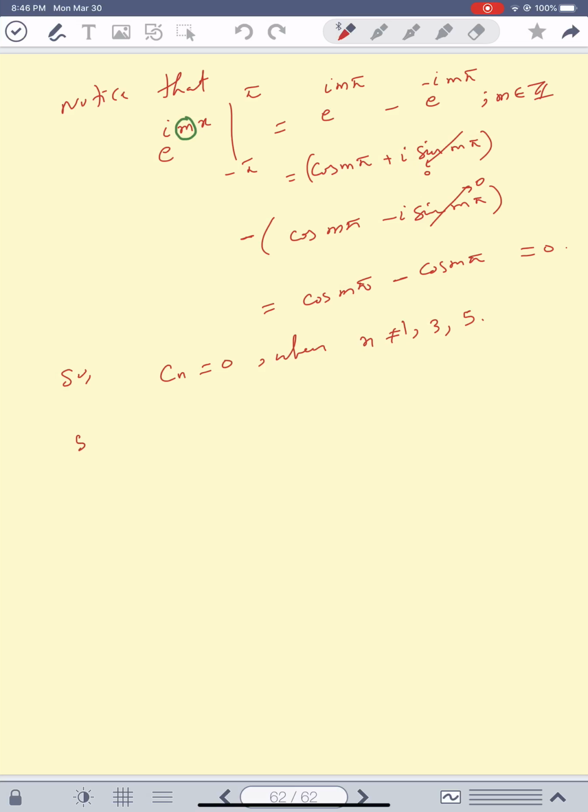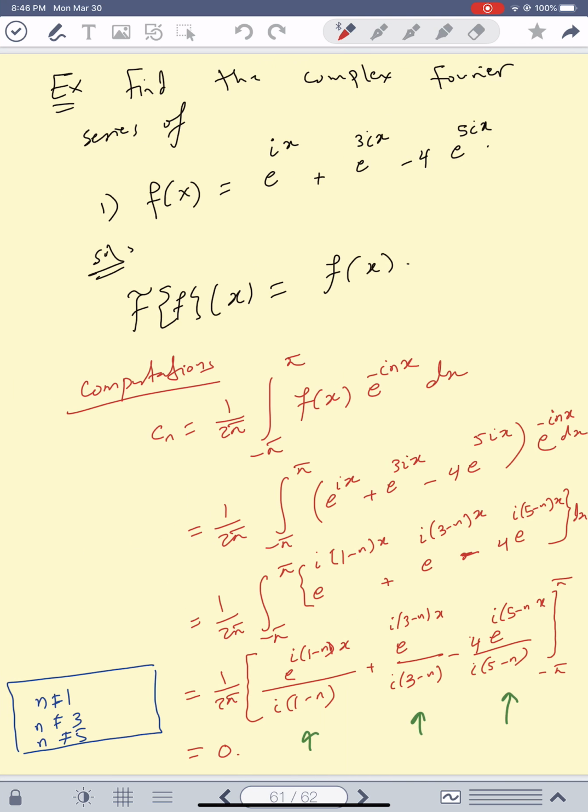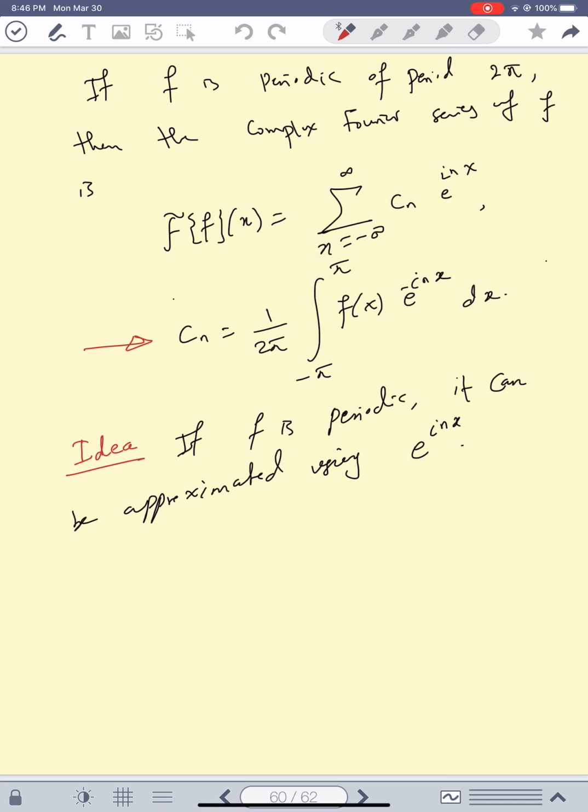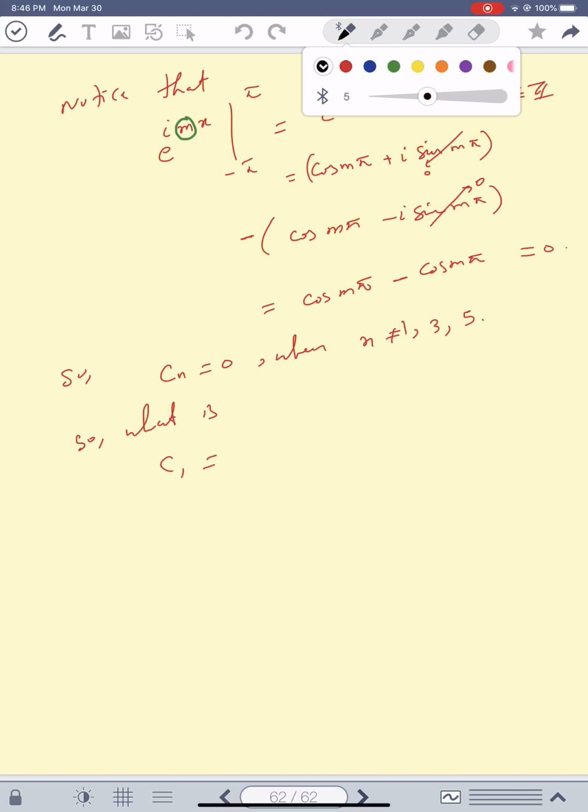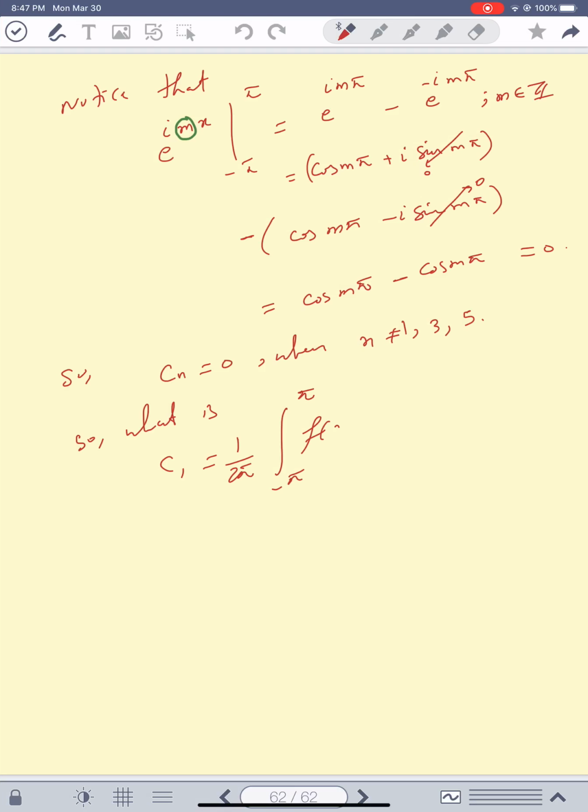So now the question is, what is C1, right? Then what is C3? Then what is C5? What is C1? We go back to the formula. If you plug into this formula, you replace n by 1, so you will have e to the minus ix. So C1 is 1 over 2 pi, the integral from minus pi to pi of f of x times e to the minus ix dx.